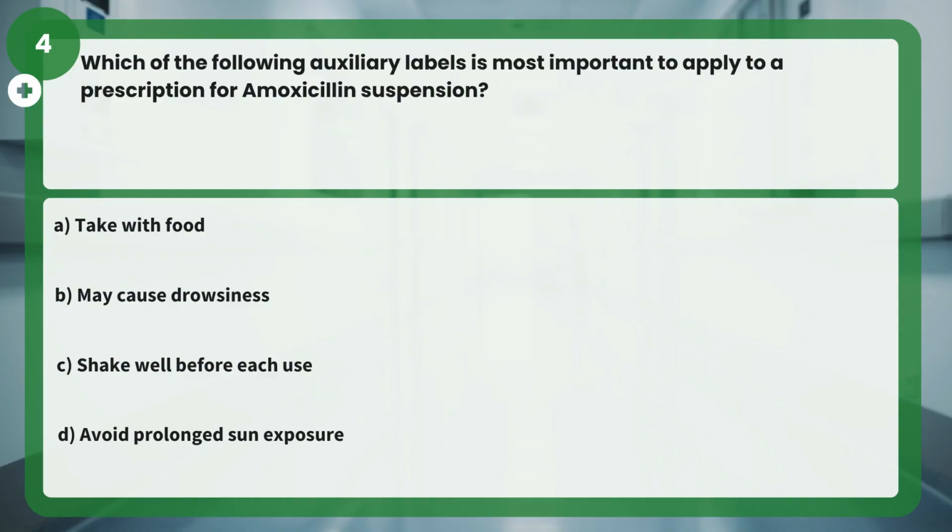Question 4. Which of the following auxiliary labels is most important to apply to a prescription for amoxicillin suspension? A. Take with food. B. May cause drowsiness. C. Shake well before each use. D. Avoid prolonged sun exposure.